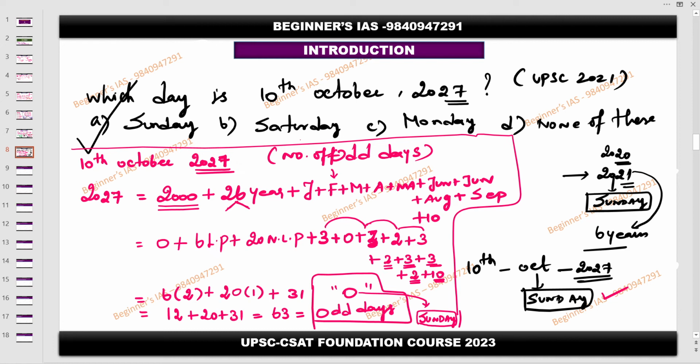Since 2000 is Sunday, you can move on like that. Yes, sir, like 2021. Just like from there. Yes, you can do that also. But this is one method. This is the simplest method also. Here also you are getting the number of odd days.